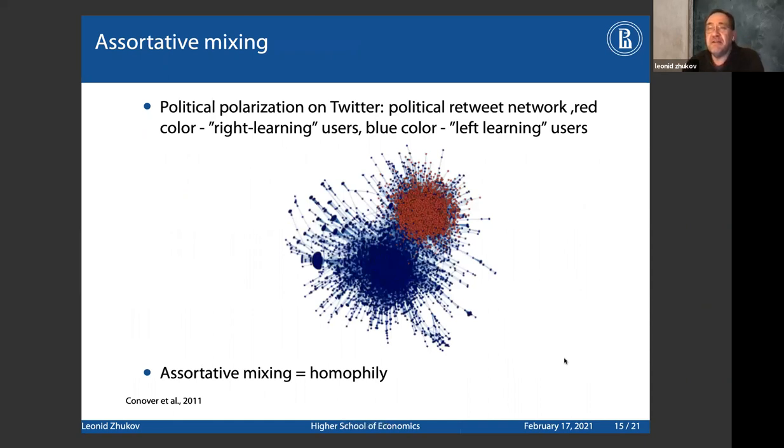Political stories are quite popular in terms of finding this assortativity or disassortativity. There is this famous paper on political polarization on Twitter. It's who retweets who. The red color here is right leaning, Republicans, and blue color is Democrats. And of course, Democrats retweet Democrats and Republicans retweet Republicans, and they almost never overlap. So red connects to red, blue connects to blue. So it is very strong assortative mixing. There is another word for it in sociology, it's called homophily.